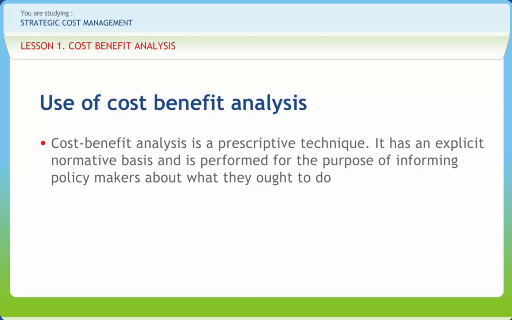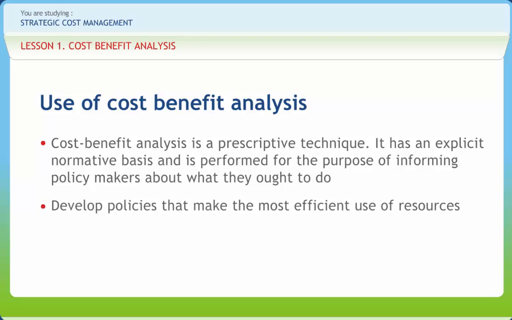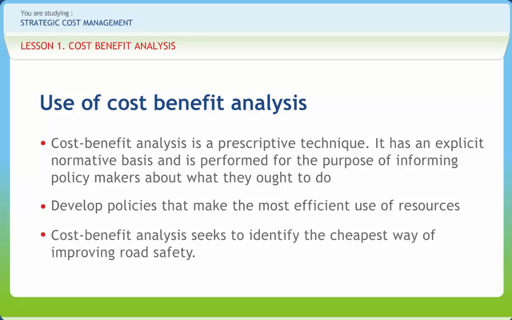The main reason for doing cost-benefit analysis of road safety measures is to help develop policies that make the most efficient use of resources, that is, that produce the largest possible benefits for a given cost. Cost-benefit analysis seeks to identify the cheapest way of improving road safety.